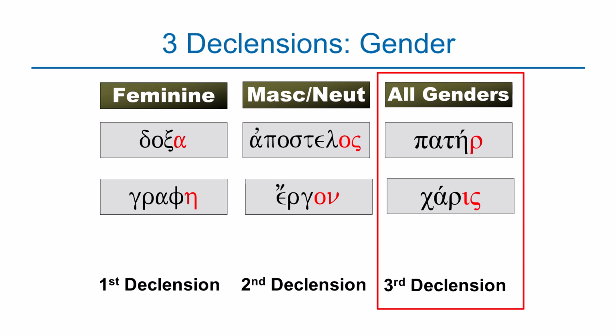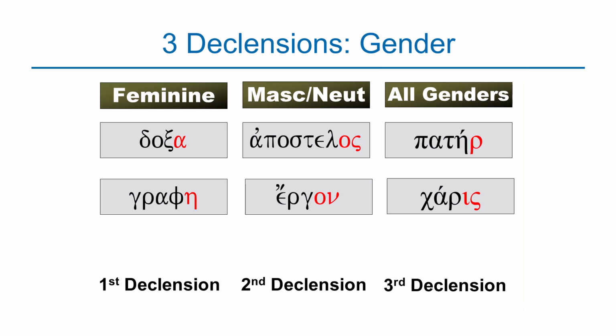But the difference is here. These words are either going to be ending with rho, that case ending, or iota sigma, that case ending. These are words that are going to be looking like pater, that word there, ending with rho, or words that are going to be ending with iota sigma. For example, charis. So pater and charis are examples of third declension nouns.